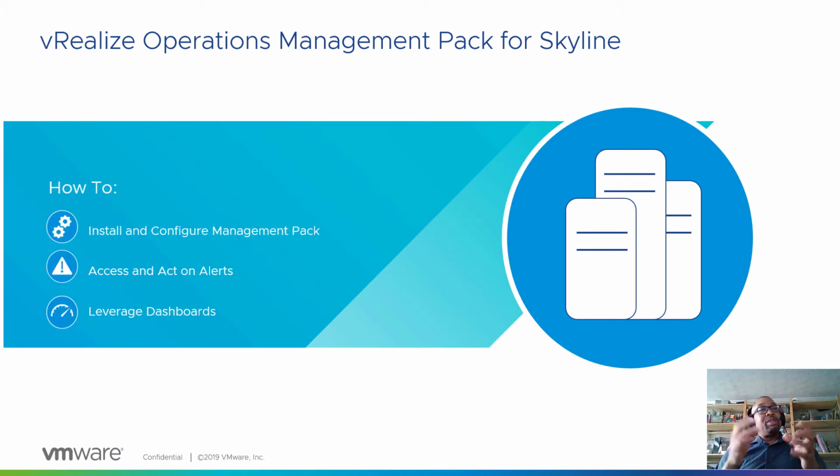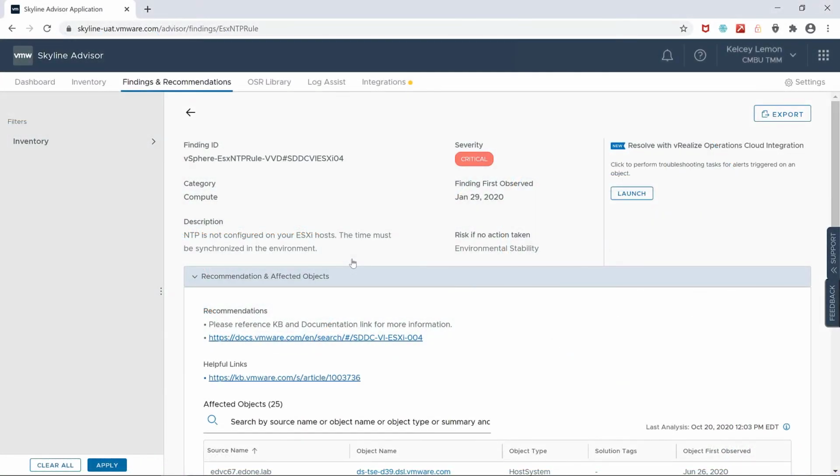So in this demonstration, I'm going to show a couple of things. I'm going to show how you can install and configure the management pack. I'm going to show you how you can identify Skyline alerts within vRealize Operations Cloud, as well as how you can take specific actions on them. And then finally, I'm going to show you how you can access the additional dashboards that come with the pack as well. Now on to the demo.